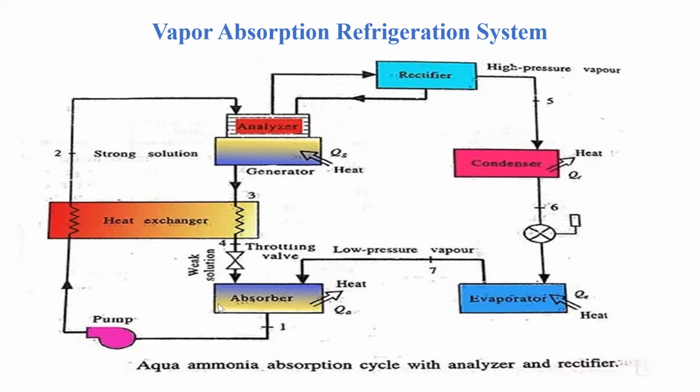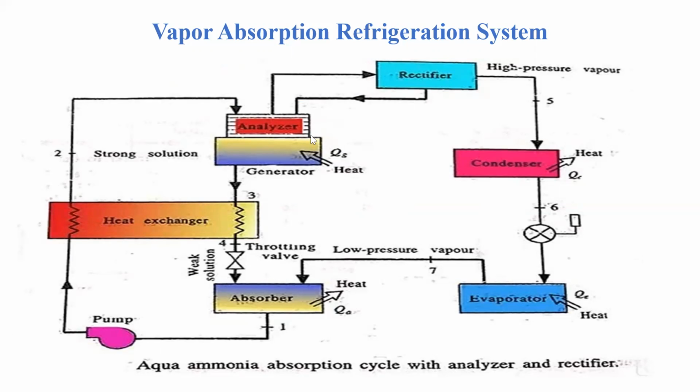Once the absorber process is over, we attain the strong solution. The solution coming from the absorber is a strong solution. The strong solution is entering the pump. By using the pump, we can increase the pressure. During the pumping process, we can circulate the fluid as well as increase the pressure of the fluid. Now the high pressure fluid enters through the heat exchanger. To preheat the fluid, we are providing these types of heat exchangers, right? The preheated strong solution now enters inside the generator.